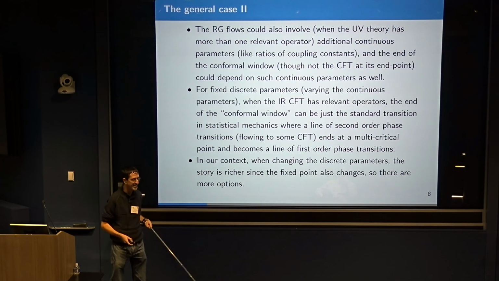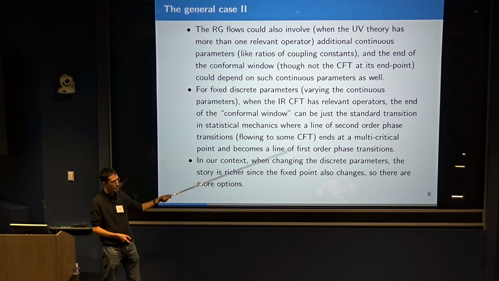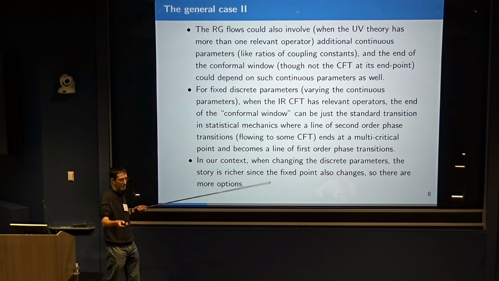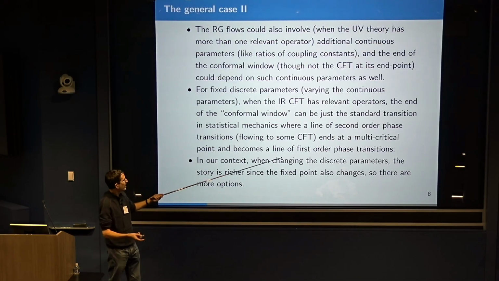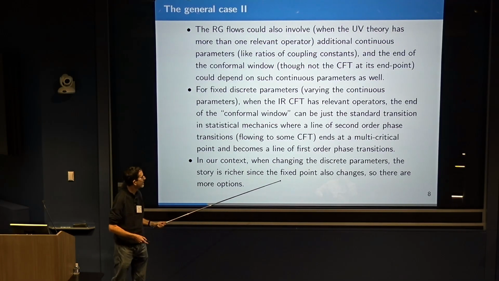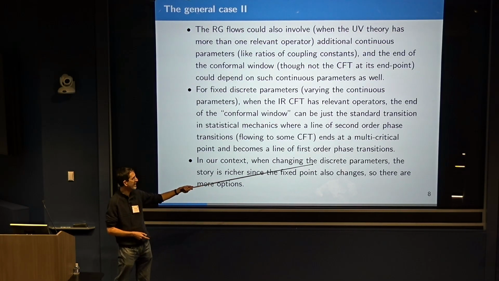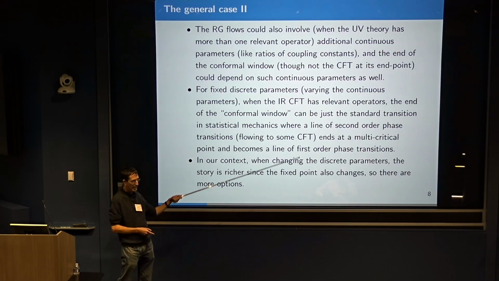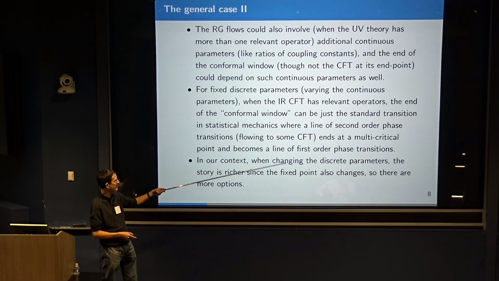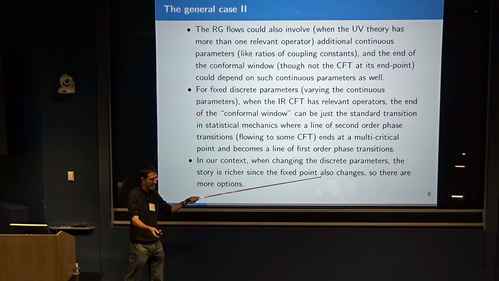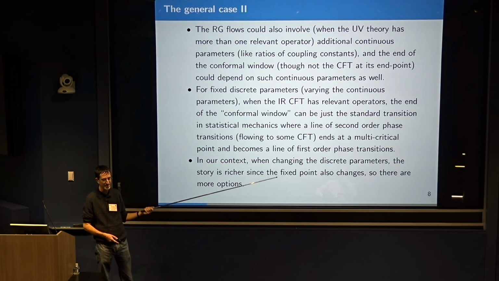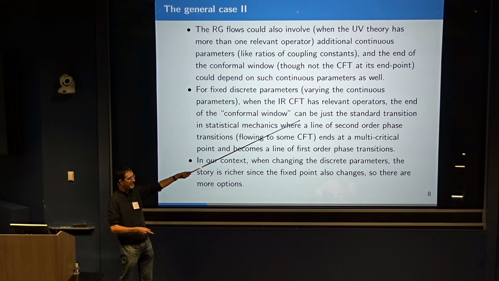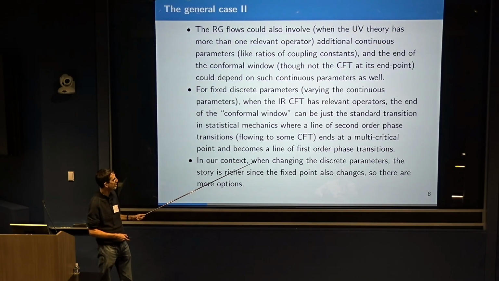And then, as Tim was implying, this becomes exactly the usual question in phase transitions of what happens when you change continuous RG parameters in some theory. And then what typically happens is that we have a second-order phase transition where we flow to a conformal theory, and often we have a line of second-order phase transitions that ends at some multi-critical point and becomes a line of first-order phase transitions. So that's obviously one thing that can happen even without having all these discrete parameters.